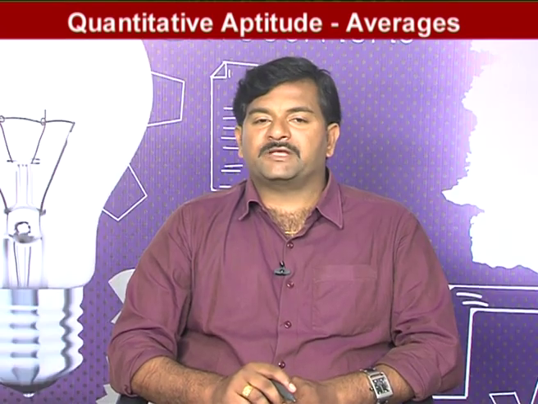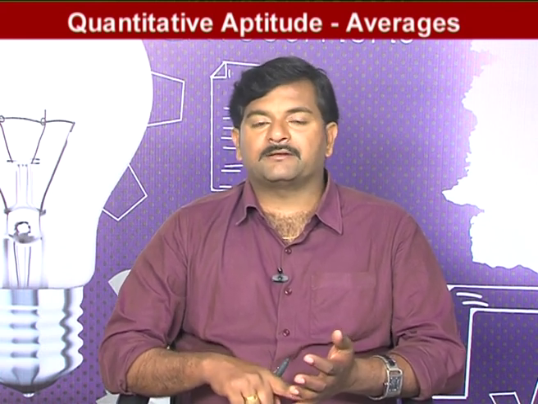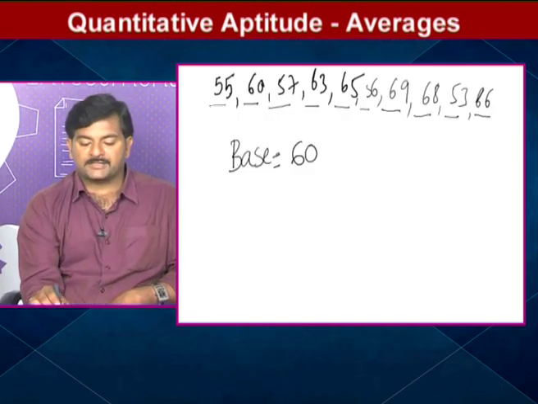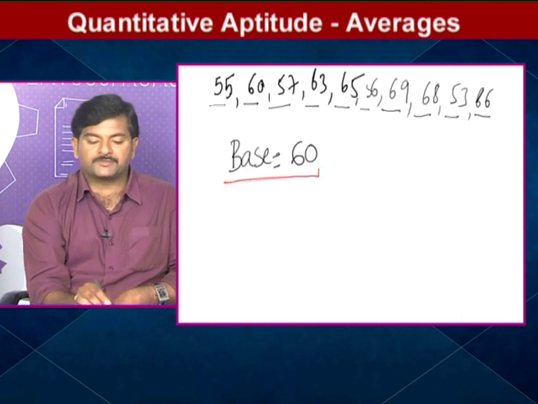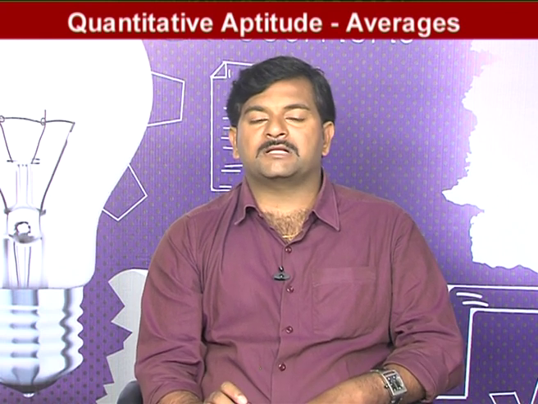Usually a base must have two properties. One, it must be divisible by 10, and secondly, this base must be very close to all the given observations. After considering this base, next you have to observe whether the given observations are less or more than the base.